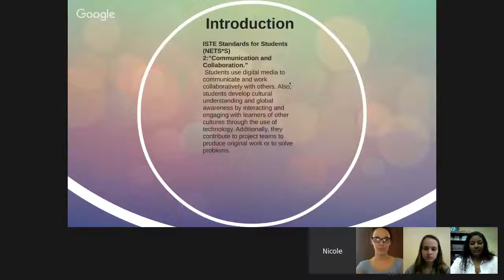The student standard I had was communication and collaboration. Students use digital media to communicate and work collaboratively with others. Also, students develop a cultural understanding and global awareness by interacting and engaging with other learners of different cultures through the use of technology. They contribute to project teams to produce original work or to solve problems. So students use technology to communicate and collaborate with each other to get work done, but also to learn about each other.